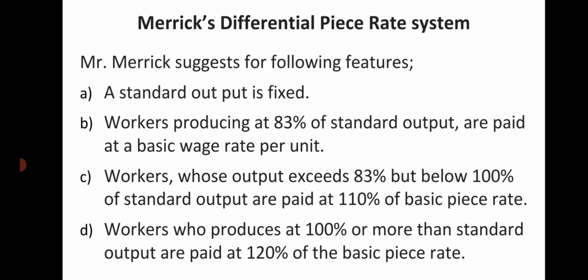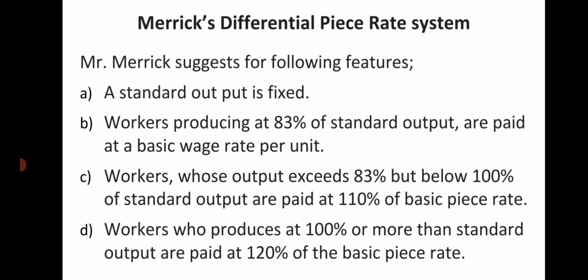In Merrick's differential piece rate, a standard output is fixed. Workers producing below 83% of standard output are paid the basic wage rate per unit. He will be given only the piece rate per unit, the basic wage rate per unit. Workers producing below 83% of standard output are paid only the piece rate.